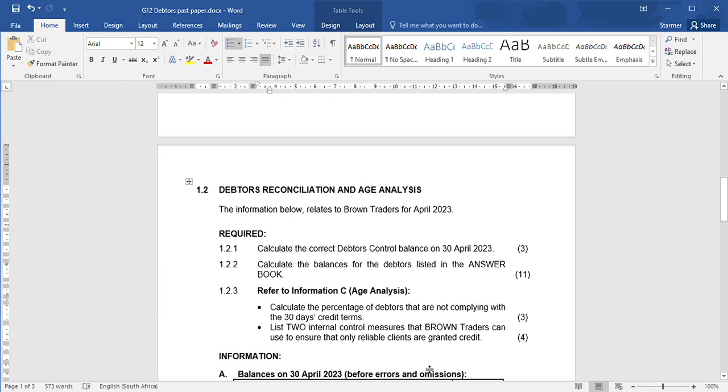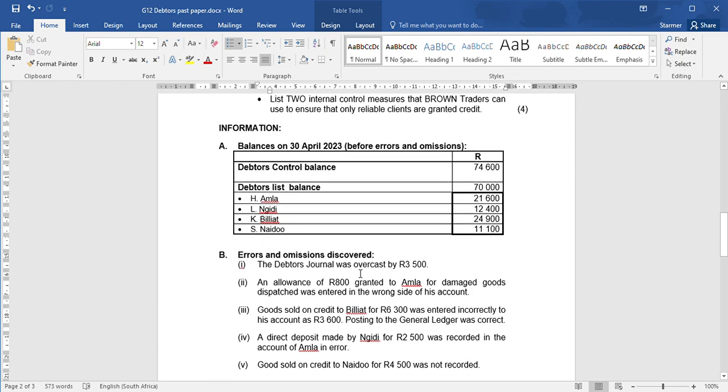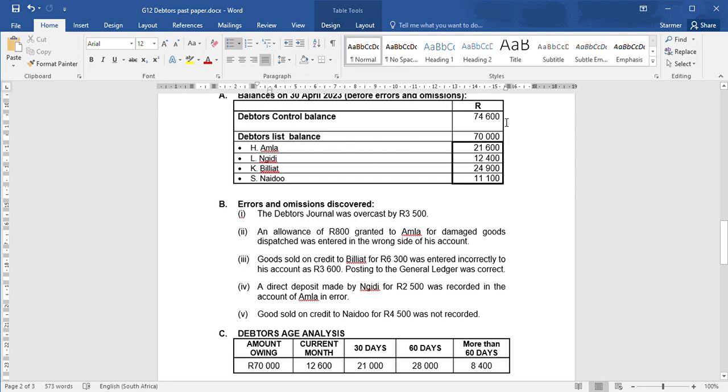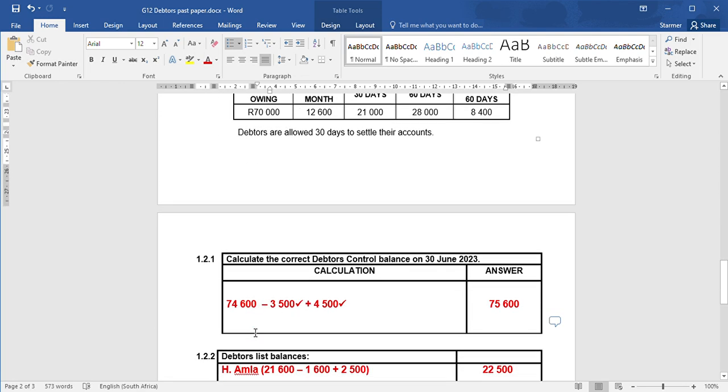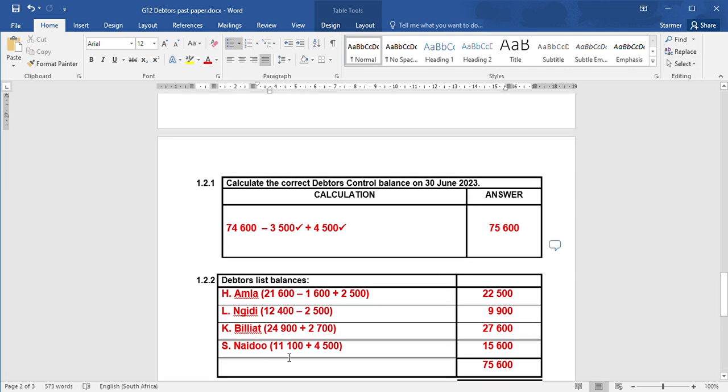Alright, then the next question is reconciliation and some age analysis. The first thing they ask you to do is to calculate the correct debtors control balance as well as the balances for the debtors listed in the answer book. So we start off with the debtors control balance that you fill in here, and then each of your debtors you would start off with the opening balances that they were given.